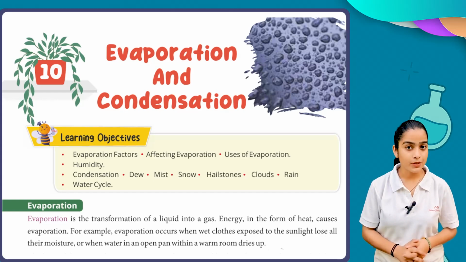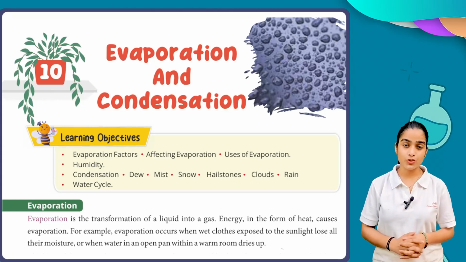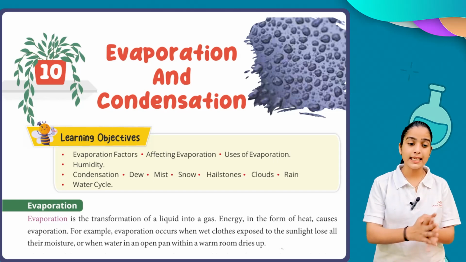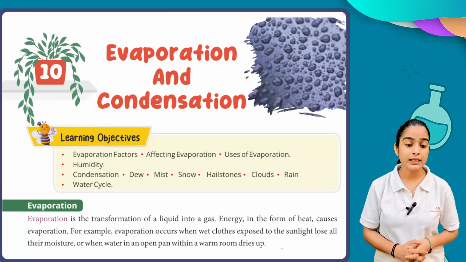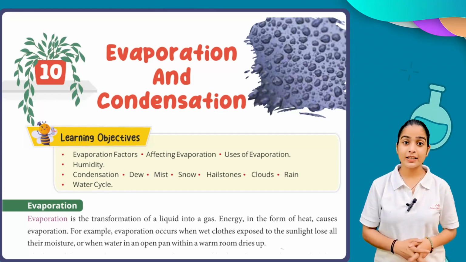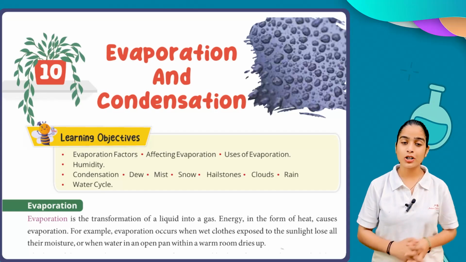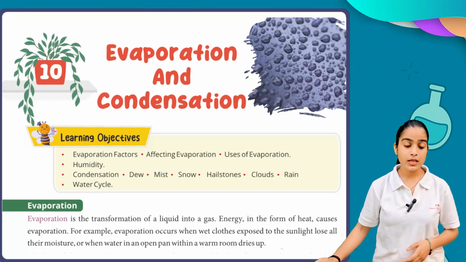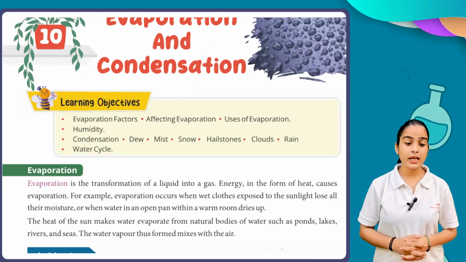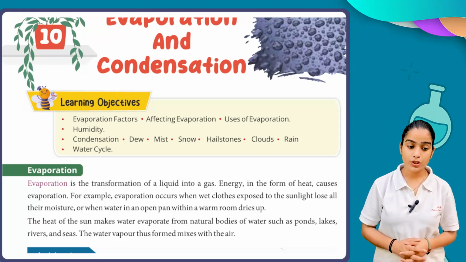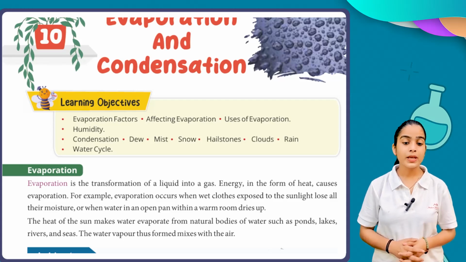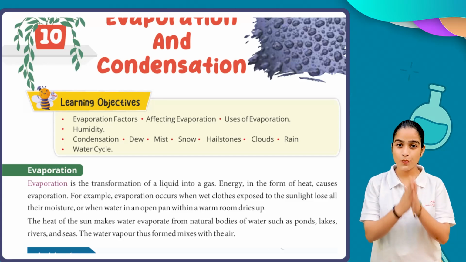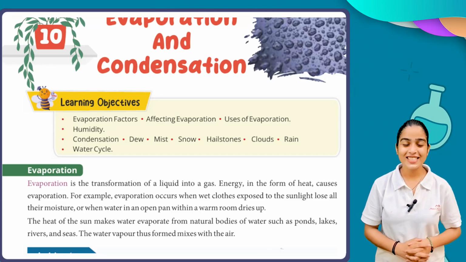So students, I'm your science educator again here with a new chapter, and today we have chapter number 10, Evaporation and Condensation. So let's get started. But before starting this chapter, have a look at your learning objectives. First, evaporation, factors affecting evaporation, uses of evaporation, humidity, condensation, dew, mist, snow, hailstones, clouds, rain, and in the last we are going to learn about the water cycle. So students, let's get started.